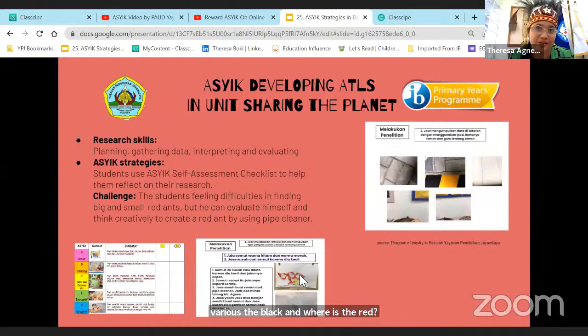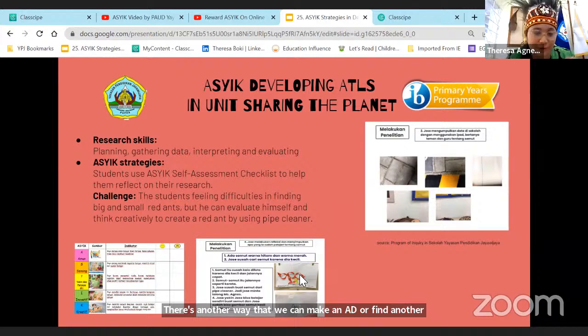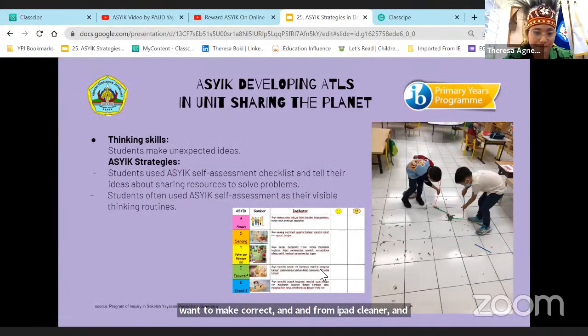And then we asked, can you try to think? We think that there's another way that we can make an ant or find another ant. And then he can evaluate himself and think creatively. "Oh, Miss, actually I have seen the red ants and I want to make a red ant from a pipe cleaner." And then this is the thinking skill.